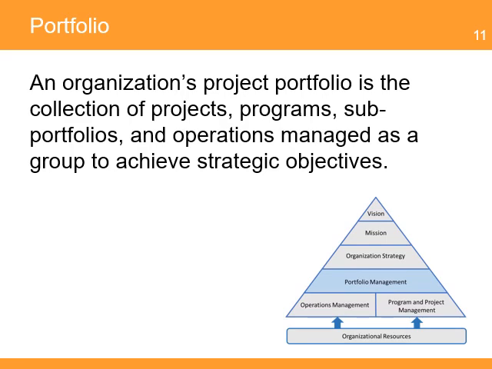At the next level, the organization's project portfolio is the collection of projects, programs, sub-portfolios, and operations managed as a group to achieve strategic objectives. A development organization might have a portfolio structured around programmatic areas such as health, education, water and sanitation, agriculture, and even human rights. Each sector will have programs and projects aligned with the organization's strategy. Programs and projects are selected to maximize the achievement of goals and the utilization of resources.